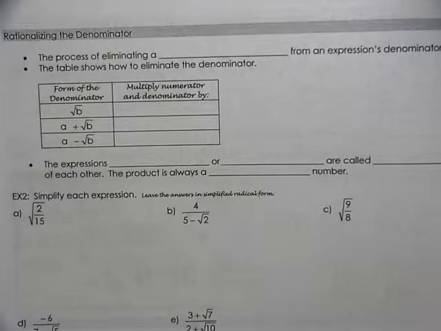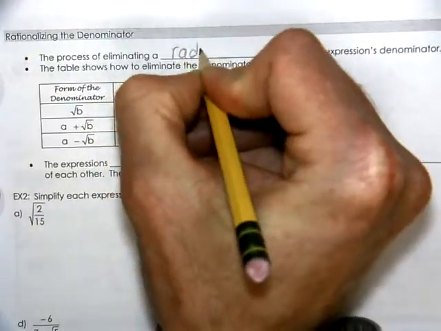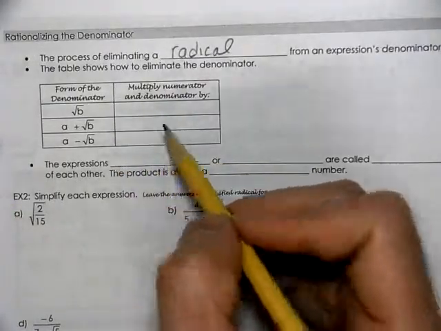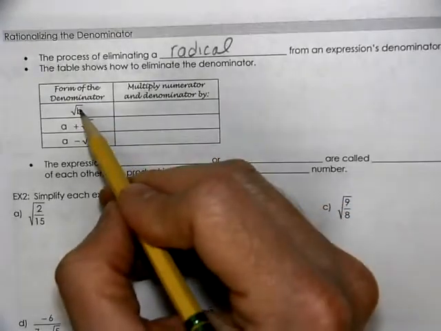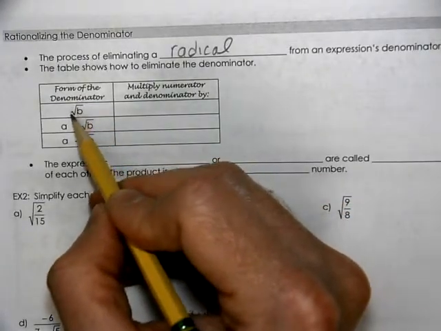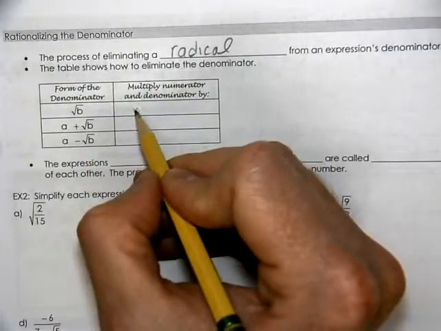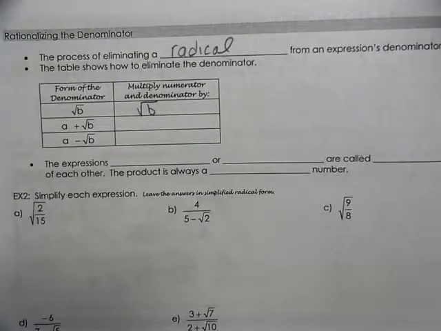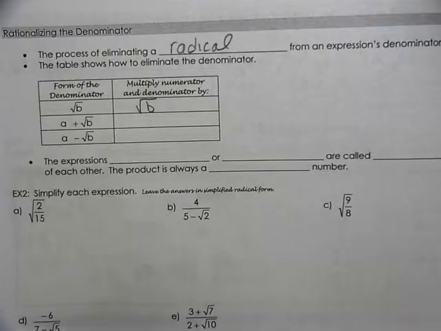On the second page, we're going to talk about rationalizing the denominator. The process of eliminating a radical from an expression's denominator, that's what rationalizing the denominator is. It's eliminating the radical. This table shows how to eliminate it. This will go by real quick. We'll practice it when we're down here. But if your denominator is just the square root of a number, by multiplying by the square root of that number, the square root times the square root crosses the square roots off, and you get what's inside.